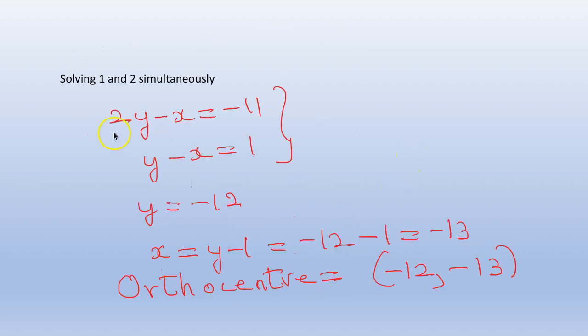Solving both the equations h1 and h2 simultaneously, we have 2y minus x equal to minus 11 and y minus x equal to 1. Adding both, we get y equal to minus 12. Substituting in one of the equations for y, we get x equal to y minus 1, that is minus 12 minus 1 is minus 13. So your orthocenter is minus 12, minus 13.